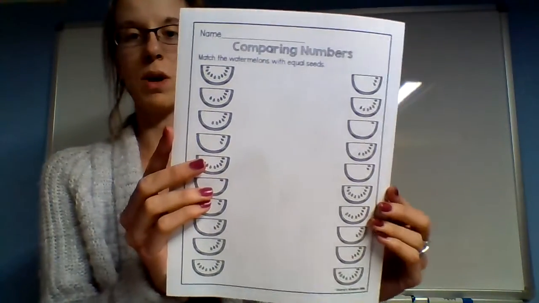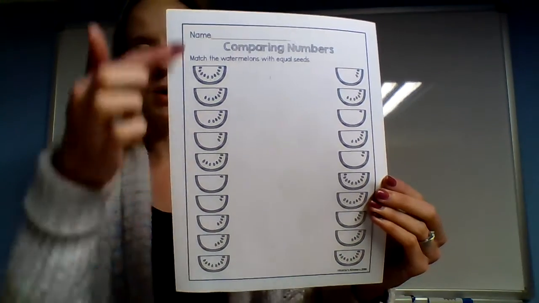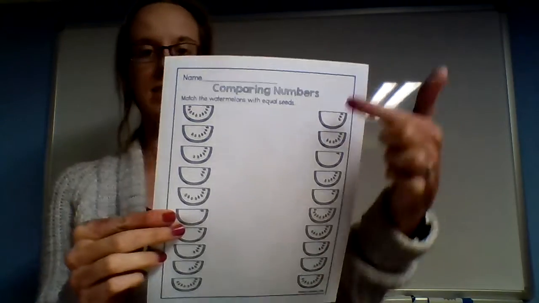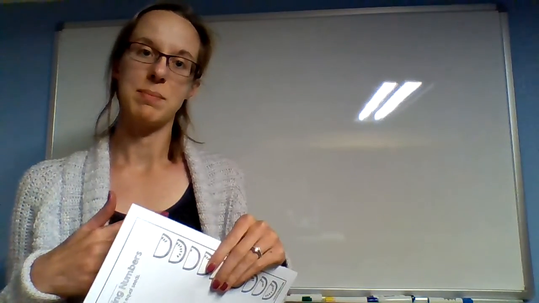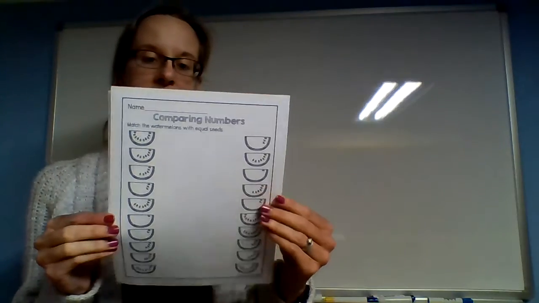The next one is going to be looking for numbers that are equal. So you're going to look at these watermelons and find the one on this side that is equal to the one on this side and draw lines in between. So numbers can be greater than, numbers can be less than, and numbers can be equal. So on this one, you're practicing the equal.